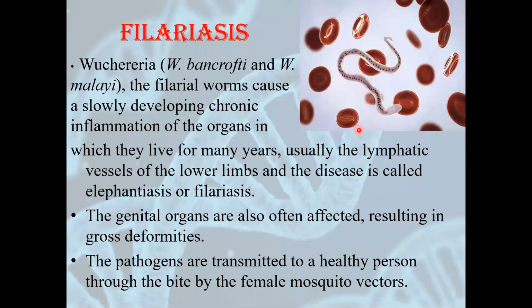The next disease is filariasis. It is also called elephantiasis. In Gujarati, it is called hathi pako. Generally it affects the lower limbs, the legs. The leg becomes very wide, just like an elephant's. That's why it's called elephantiasis.